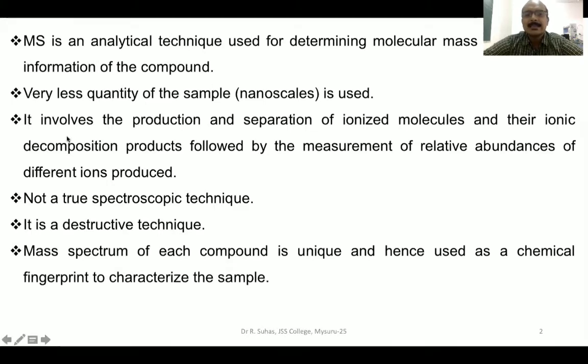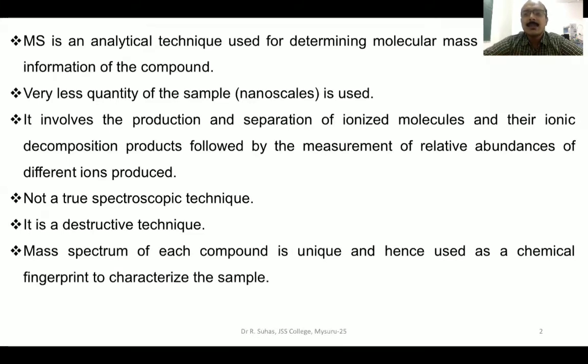As I said earlier, this is not a true spectroscopic technique because there will be no absorption of characteristic radiation, but still we consider this as one of the spectroscopic techniques. And when you subject the sample to mass spectrometry, there will be no recovery of the sample, meaning the sample undergoes decomposition; fragmentation takes place. As a result, we can call this a destructive technique, wherein if you take a molecule, say ABC, and subject it to mass spectrometry, you will get A plus B plus C, so you won't be getting ABC.